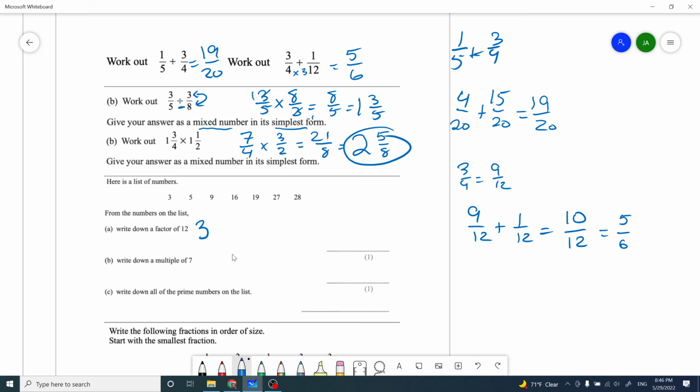I need to write down a multiple of 7. So 3 is not, 5 is not, 7. Here, 28 is, right? 4 times 7 gives me 28.